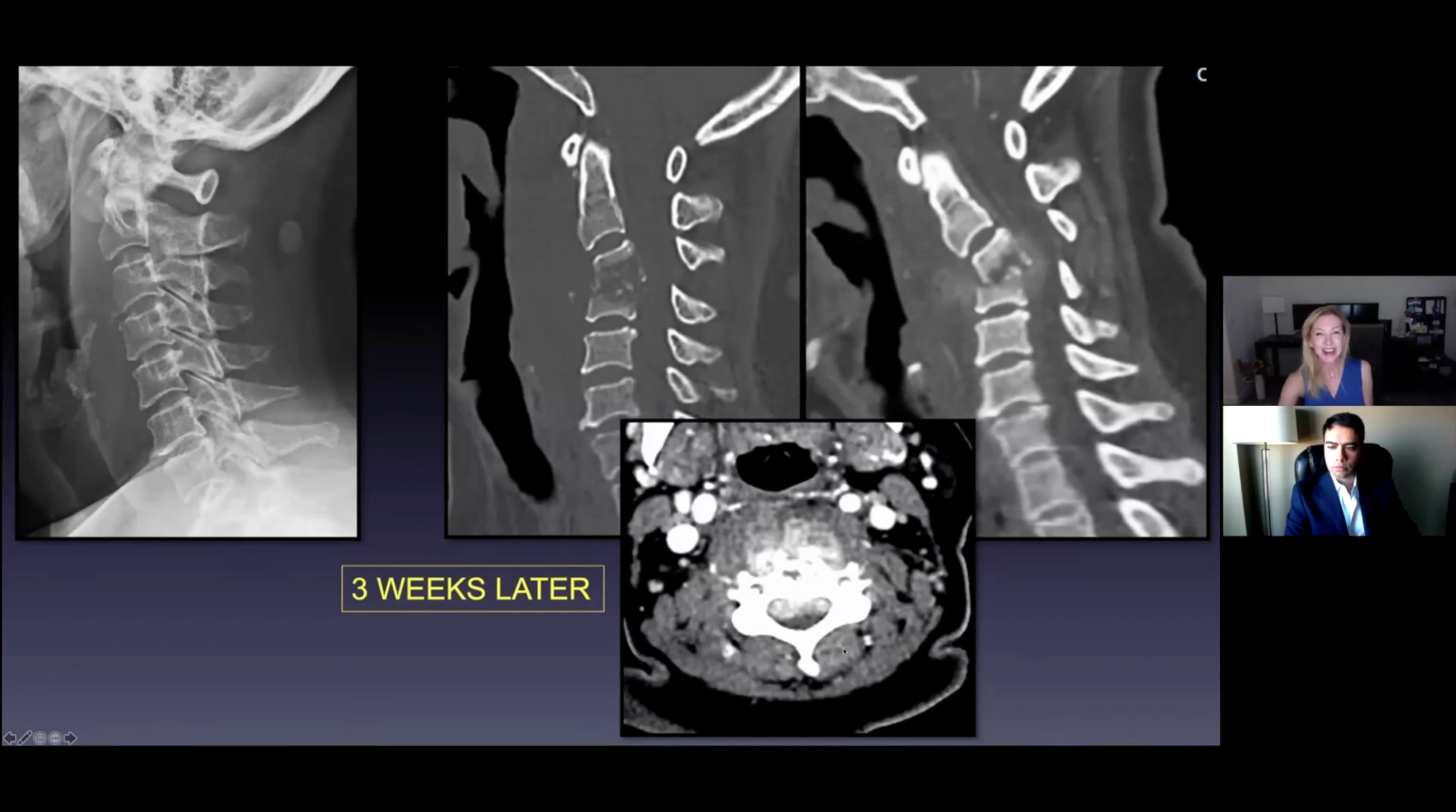Actually, let me stop there. So this case came into the ER. So the ER doc evaluated it first. First thing he did, order imaging. I read these images. Now, who's consulted? Dr. Rasouli. Who comes in first? Is it you?